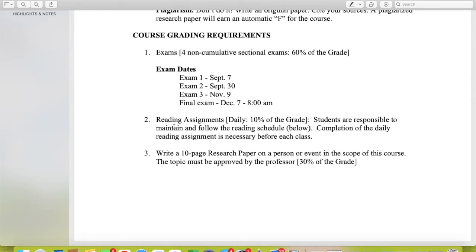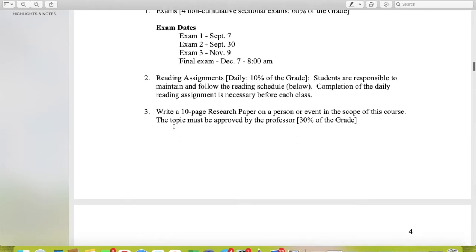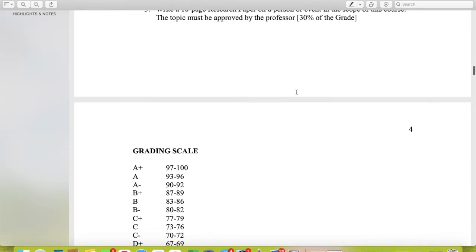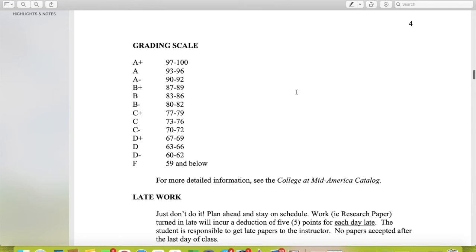There's reading assignments, which is 10% of the grade. I've already explained that. You'll just email me at the end of the semester how much of the reading you did. And then you have your 10-page research paper, which is 30% of the grade, so that's 100%. There's your grading scale.